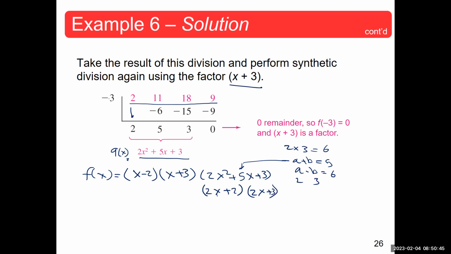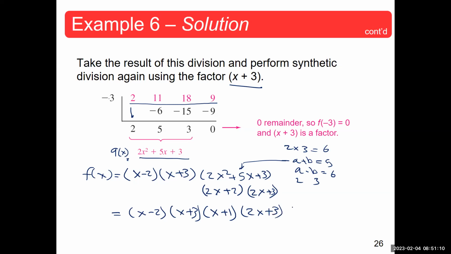Now we need to factor out any number and get rid of it. So we have the 2 here, we factor it out. So your final answer should look like this. We factor out the 2, we get x plus 1. This one, there is no factoring: 2x plus 3.